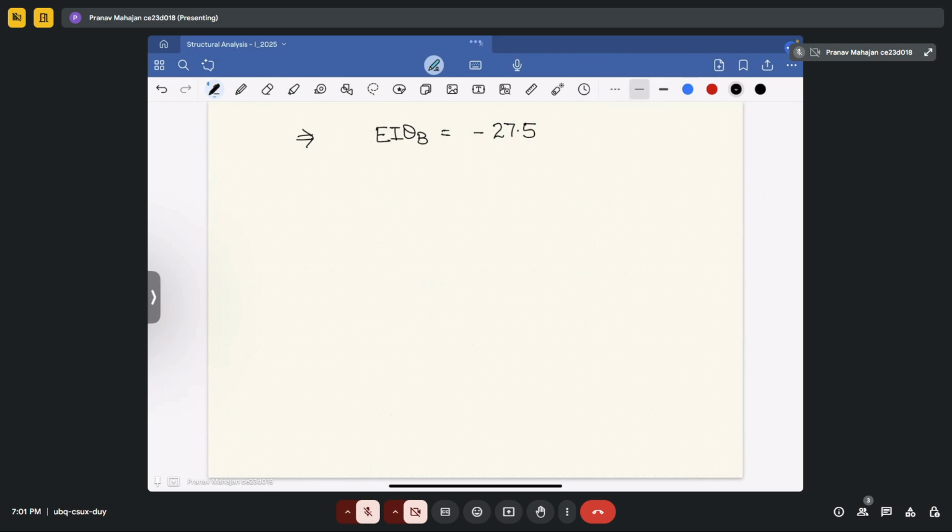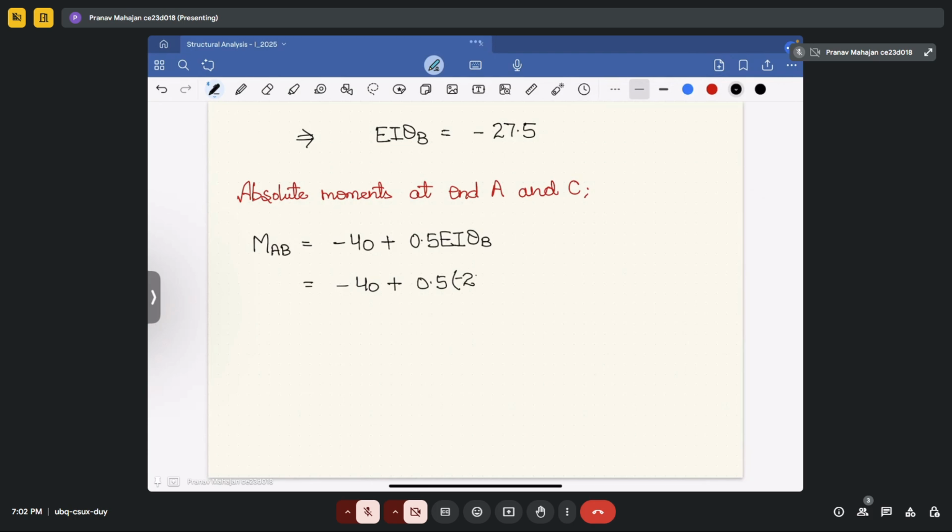Now we need to calculate the support moments or absolute moments at end A and C. So absolute moments at end A and C is MAB, which is equal to minus 40 plus 0.5 EI theta B. So we'll substitute the value of EI theta B and it will become equal to 40 plus 0.5 into minus 27.5, and it will give you the value as 53.75.